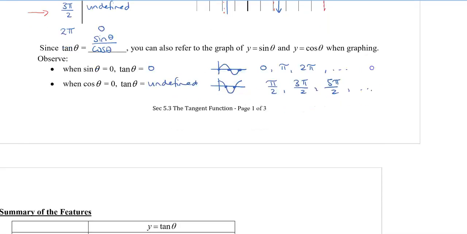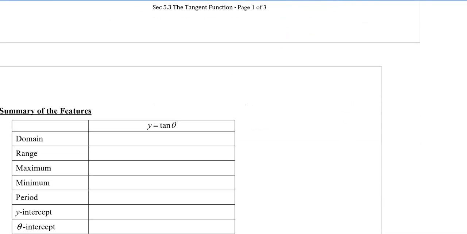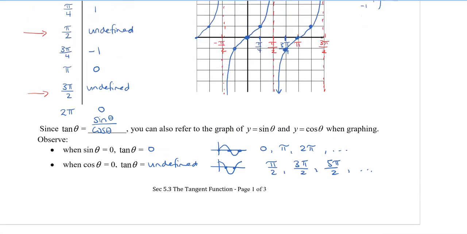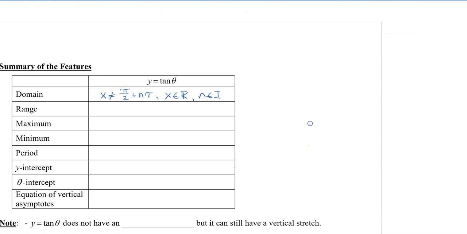So to summarize, we can say that the domain is all real numbers, but x cannot be pi over 2, and then every pi after that, so every n pi. So x is a real number, and n is an integer. The range, the graph keeps going up and all the way down, so we say that the range is all real numbers. The maximum, there is none, since it goes on and on up and on down, has no minimum as well. The period is pi.